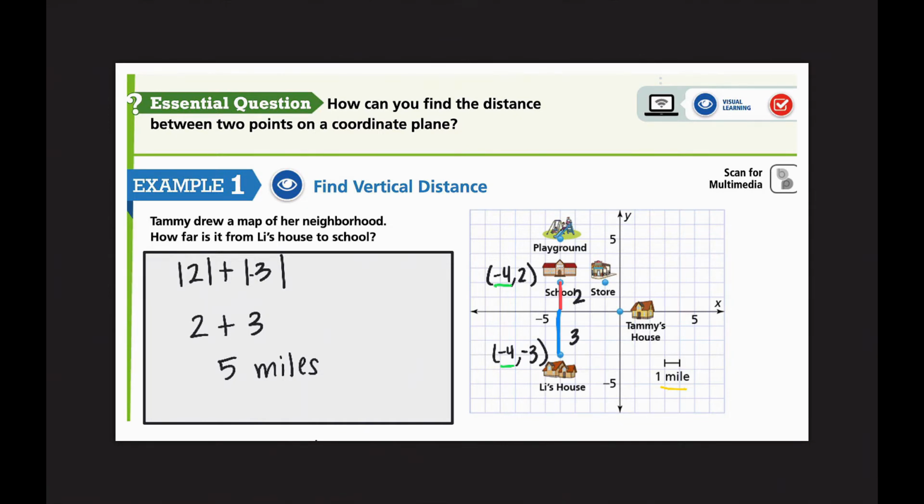So typically when we're looking for vertical distance, we are going to be using the absolute value of our y coordinates. Okay? If we are traveling over from the positive to the negative side, we're going to add. If we're staying within one side, we usually are going to be subtracting. Okay? Let's look at another problem.